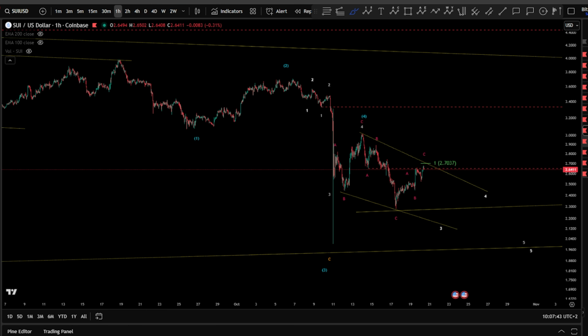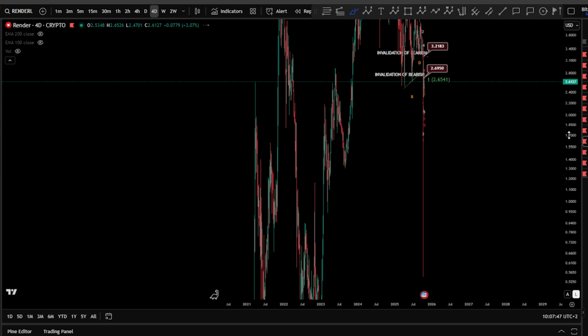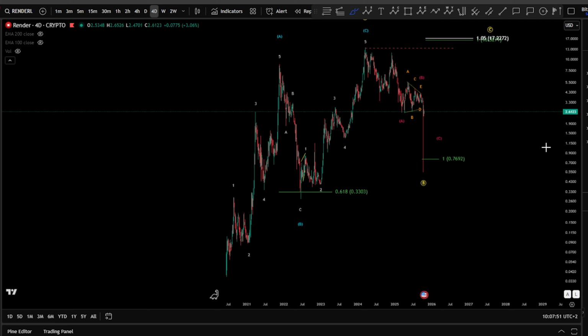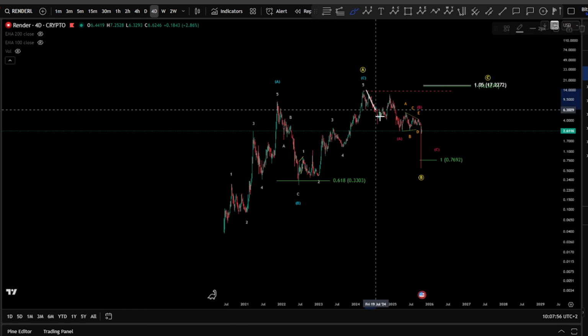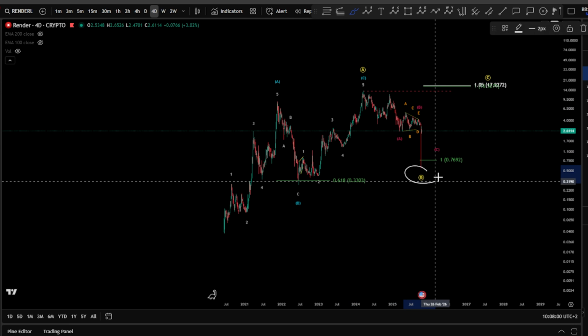That was for SUI. Let's move to Render. For Render, also on the all-time history, we are looking at the following potential scenario as an ABC zigzag and finished wave A, and potentially here we would like to see a very clear finished wave B.